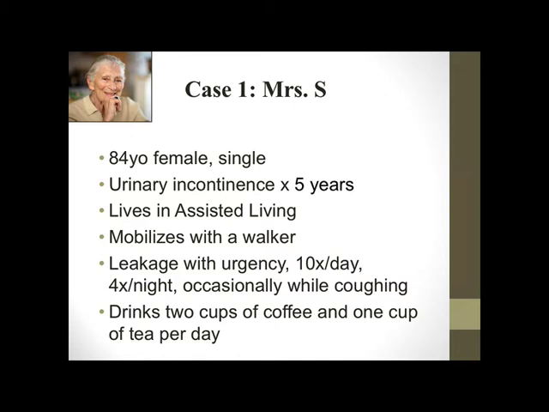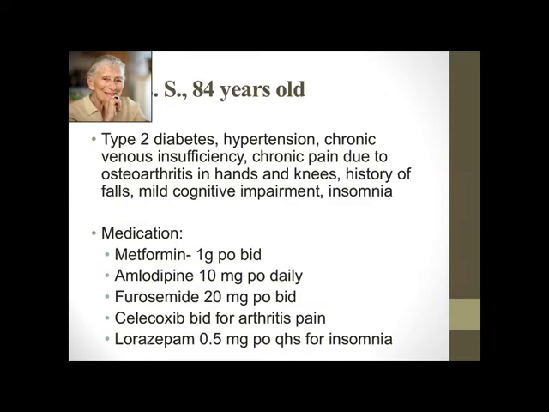She describes to you leakage with urgency, so a lot of trouble getting to the bathroom in time, doctor. She goes to the bathroom 10 times a day, which is very disruptive for her, because she's always having to get up from her chair at her assisted living home to go to the bathroom. She gets up 4 times a night to use the washroom, and she occasionally has some leaking with coughing. She likes her 2 cups of coffee a day and her 1 cup of tea per day.